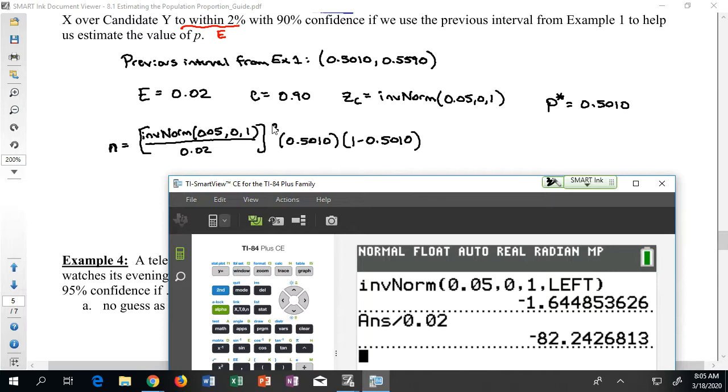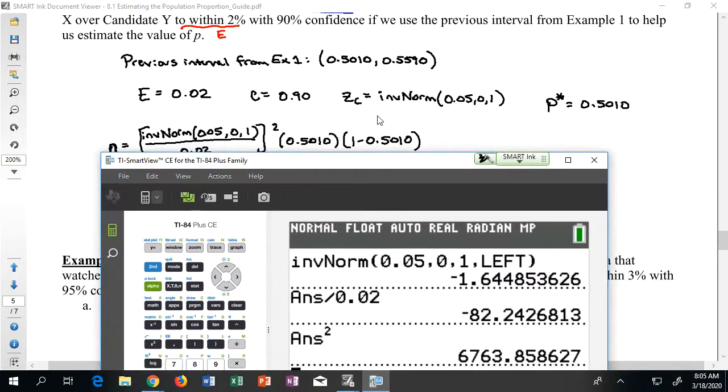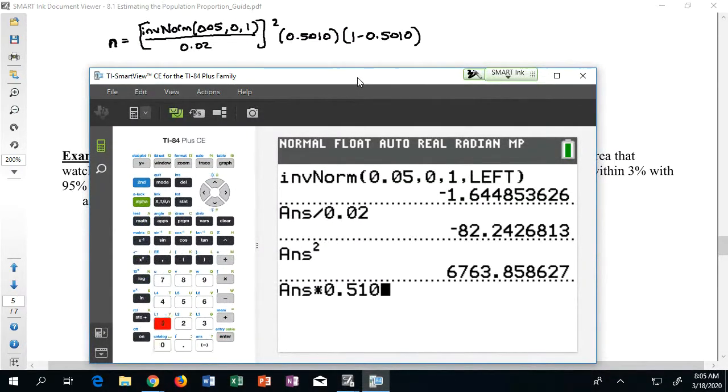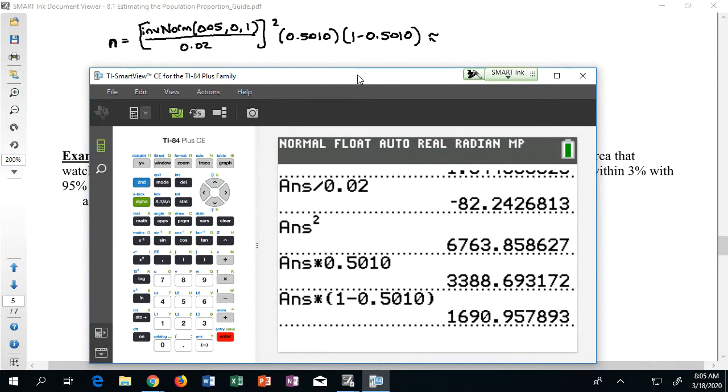Once I've done the division, the next thing I do is I square. So I'm going to click the little square button on the calculator, bing, and now I've crunched out a new number. Then I'm going to multiply by each of those corresponding decimal values that I have sitting up there. So I'm going to multiply by 0.5010. And then I'm going to multiply in parentheses by 1 minus 0.5010. Here's the value that I end up with. This is 1690.9579.